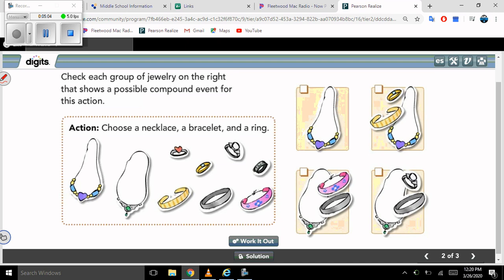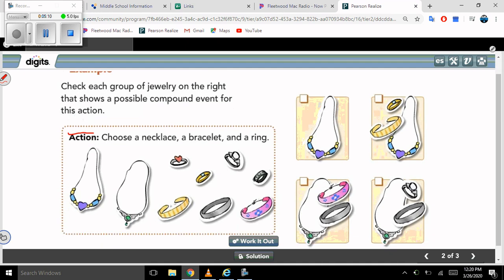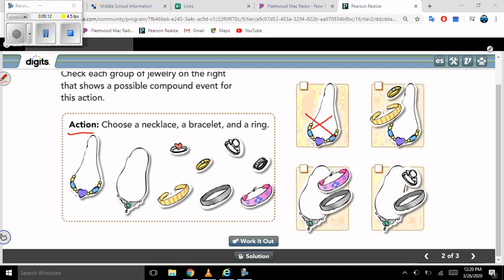Note that the action that they're talking about, they want to choose a necklace, a bracelet, and a ring. Obviously, the first group would not be involved in this due to the fact that it's only a one-step action. We have a three-step action that should be taking place. On the top right, do we have a ring? Yes, we do. Do we have a necklace? Yes, we do. Do we have a bracelet? Yes, we do. So I would think that this one should work.